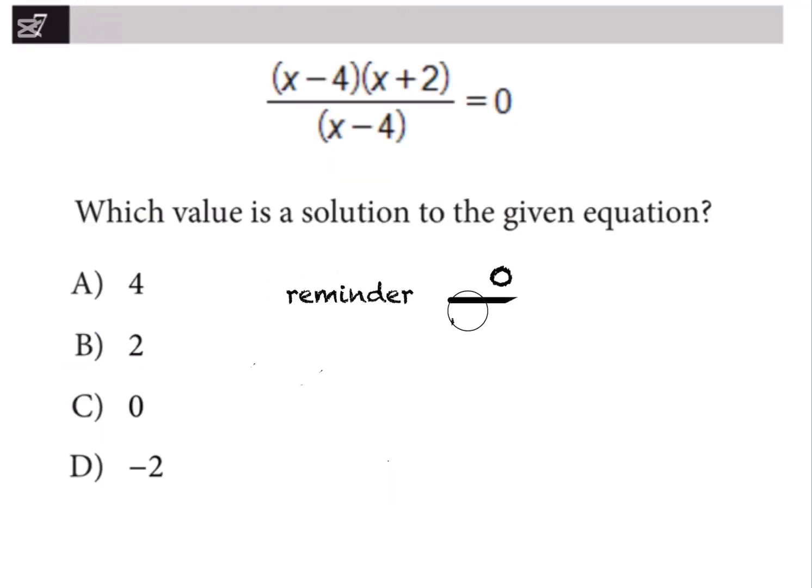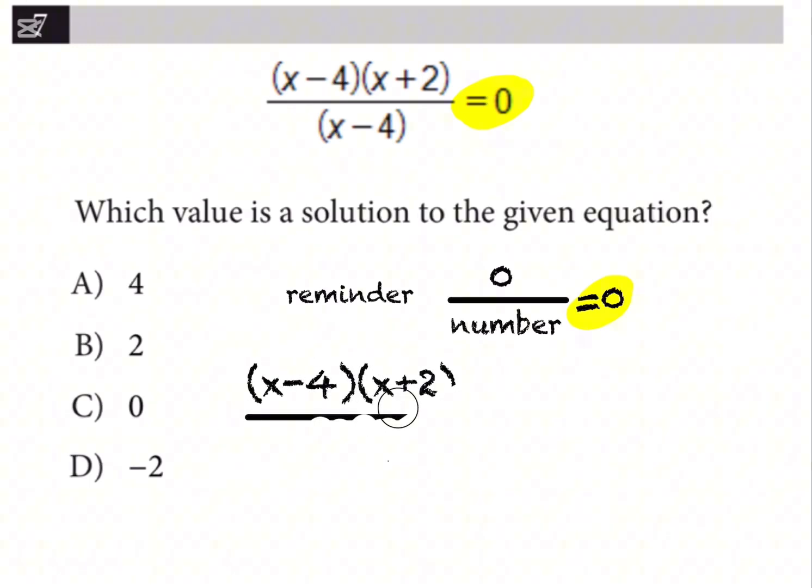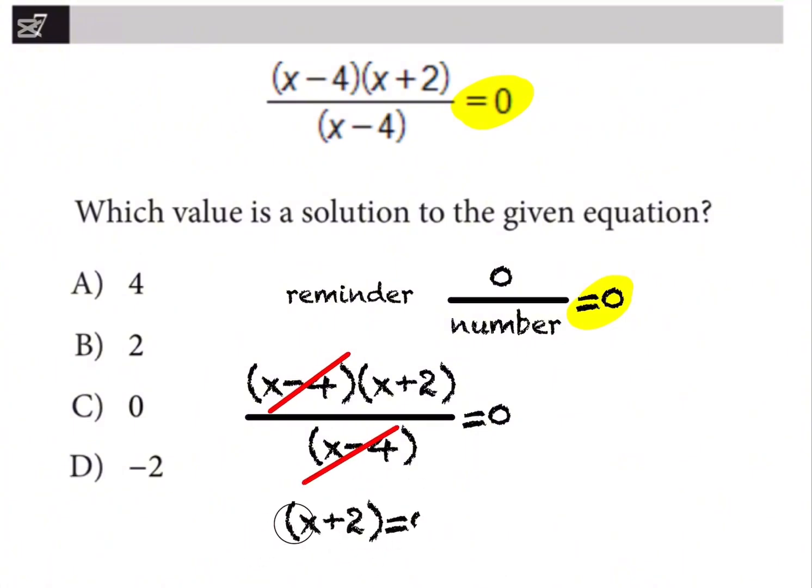To solve equations where a fraction is set equal to 0, we only need to focus on the numerator, as only the numerator can make the fraction 0. In this problem, we can first cancel out the factor x minus 4. This leaves us with the simpler equation x plus 2 equals 0, which we can solve to find x equals negative 2.